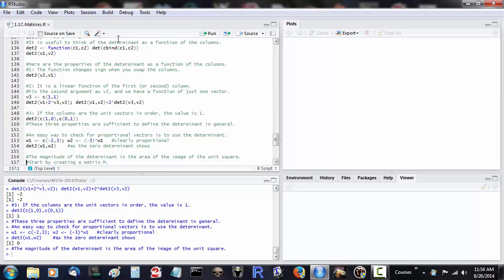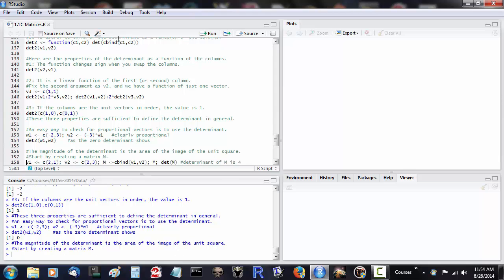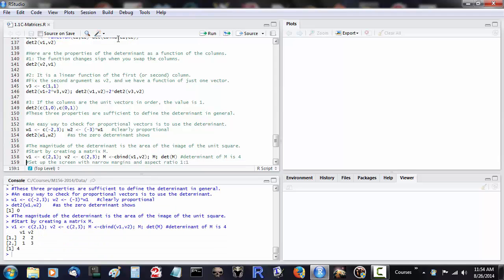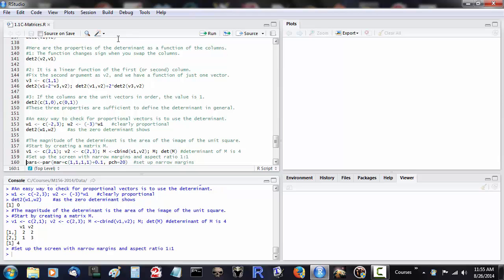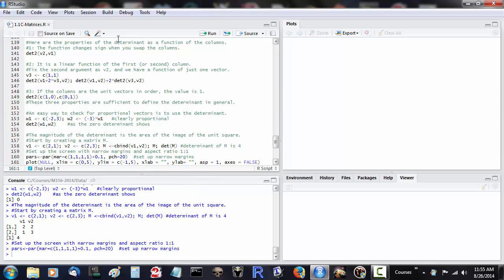Finally, the determinant has an interesting geometrical significance, and now we can draw a pretty diagram to represent this. First, we will make a matrix M and calculate its determinant, that happens to be 4. Then we'll set up a screen with the narrowest possible margins and an aspect ratio 1. If you look at the plot function, you'll see I specified ASP equals 1. That means 1 unit along the x-axis equals 1 unit along the y-axis, and a square will actually display as a square.